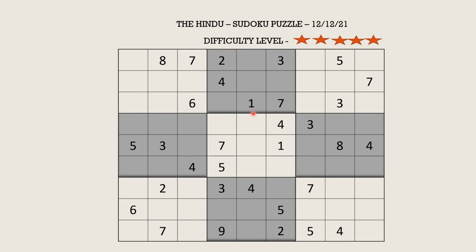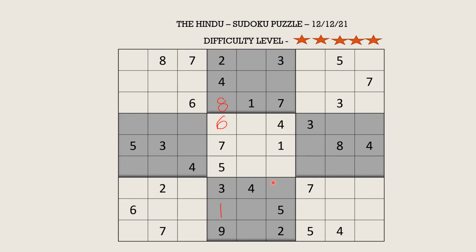There is a one here and a one here. So we have a one in this cell. So that leaves only two empty cells in this column. The missing numbers are 8 and 6. Since there is a 6 blocking here, this takes an 8 and this takes 6.